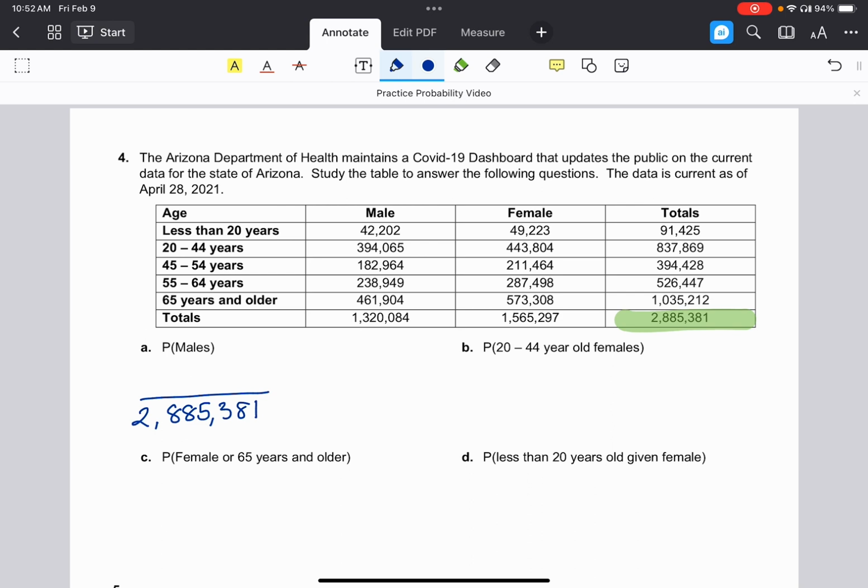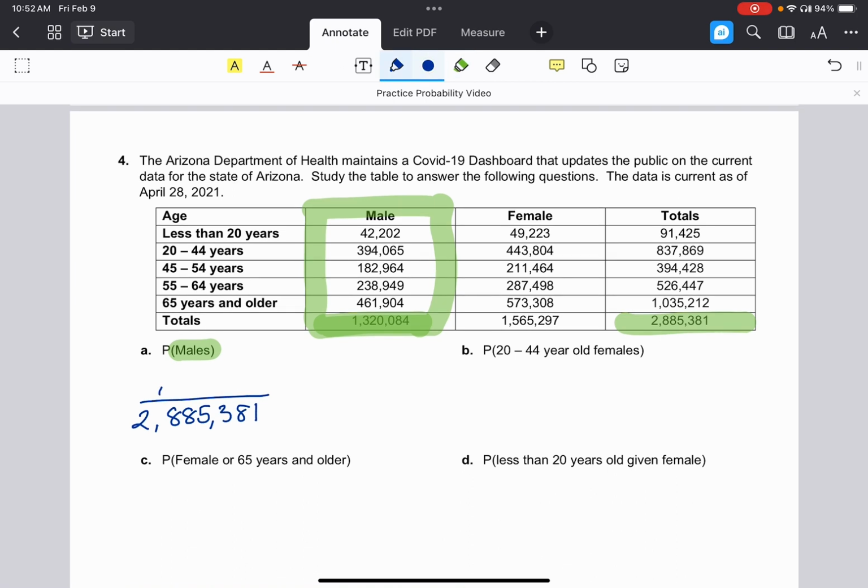2,885,381. Now, male, oops, that was supposed to be highlighter, not pen. Male would be everyone in this column, and so the total there at the bottom is the number we care about. So there are 1,320,084 males, and there's my probability. If I put that into the calculator and divide, I would find that's a 45.8% chance that a person who had COVID up to this point was male.